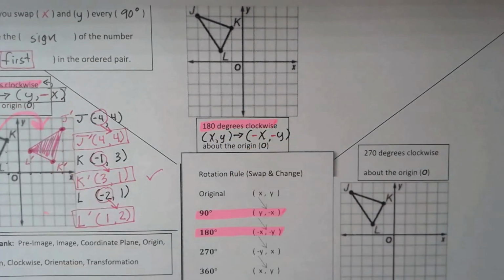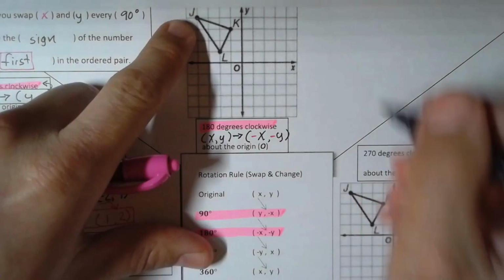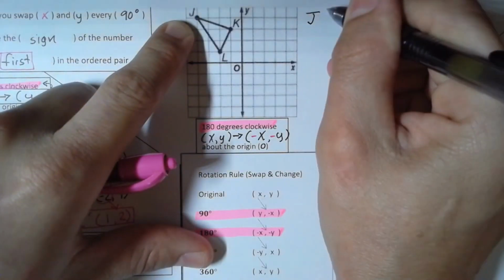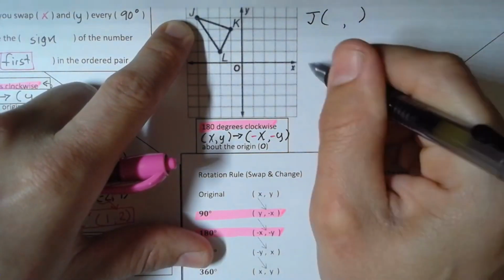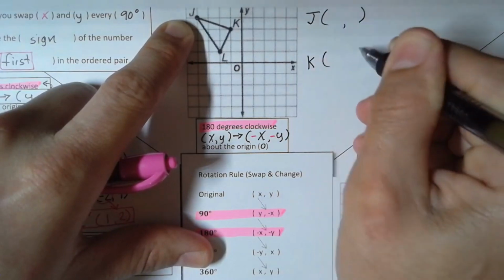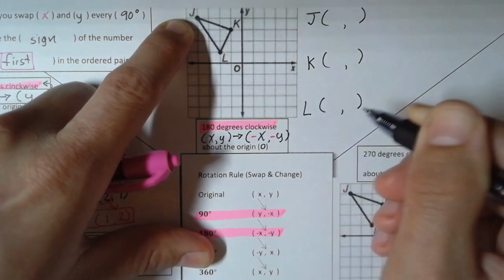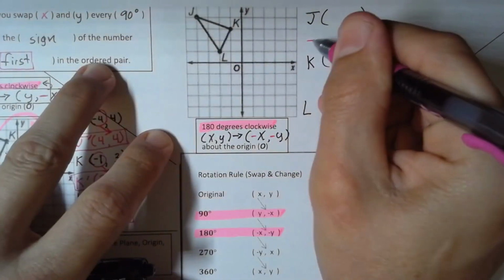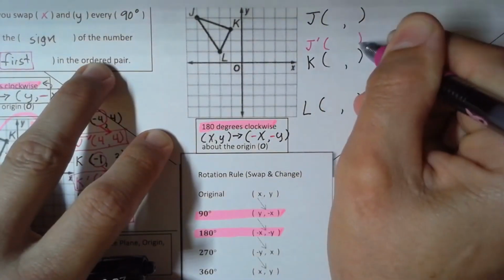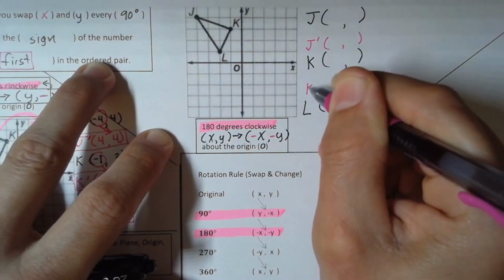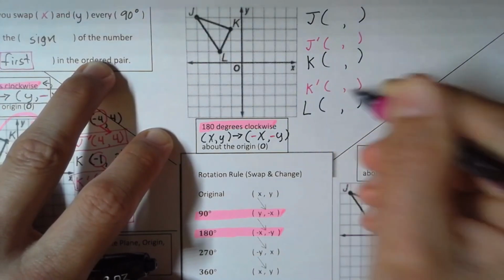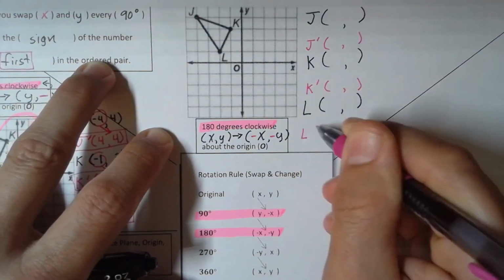But in the meantime, we're going to use what we have. So let's go ahead and write. We have J, and we have K, and we have L. So down here we have J prime, we have K prime, we have L prime.